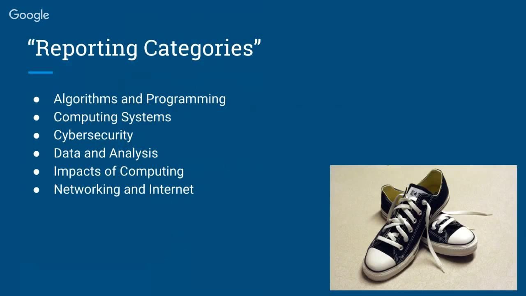Okay, so if you've taken a look at the computer science reporting categories, they're split into, like, we have number and number sense for math and geometry and all that. So they're split into algorithms and programming, computer systems, cybersecurity, data and analysis, impacts of computing, networking, and internet. And these go K-12. We're going to focus today on K-6. So what we're going to do is break these down per report category and give you some examples of things that you're already doing in your classroom or you could do in your classroom to help you cover these reporting categories.